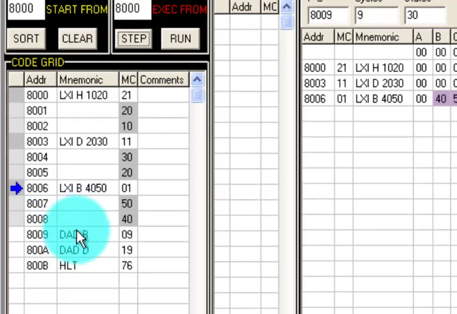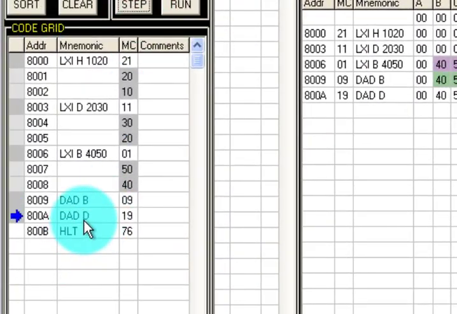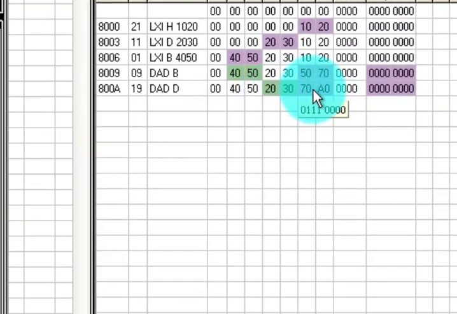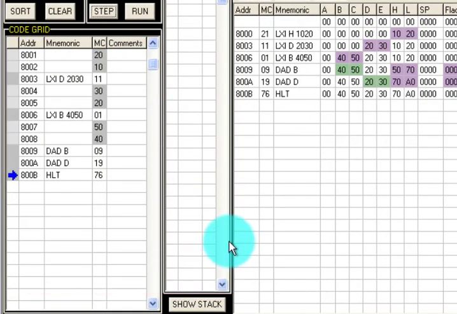So with DAD B, what happens? It will add the contents of HL with BC and store the result in HL. HL was 1020, BC was 4050, and it becomes 5070. With the next step DAD D, the contents of DE are added with HL and stored in the HL register. And next is the halt instruction. So this is how the DAD instruction works. This is the one in which A is not involved.